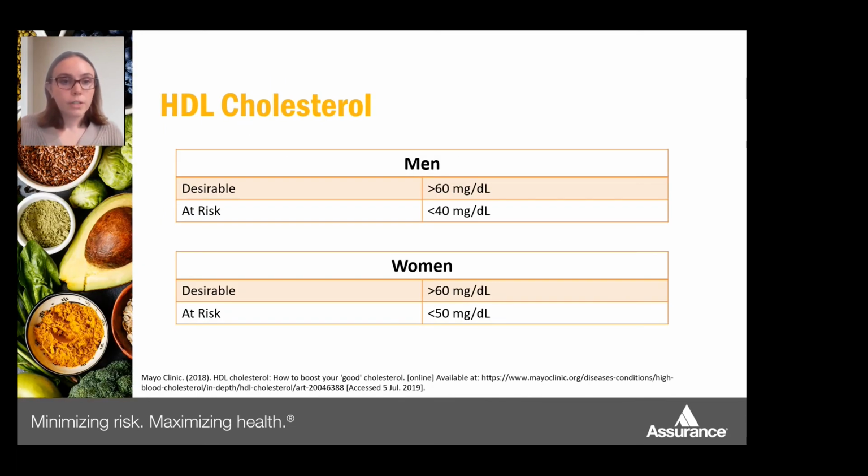So here are the levels for HDL cholesterol, and ideally for men, we want it to be greater than 60 milligrams per deciliter. We're considered at risk if it's less than 40 milligrams per deciliter. And for women, we want it to be greater than 60 milligrams per deciliter, and women are considered at risk if their HDL is lower than 50 milligrams per deciliter.